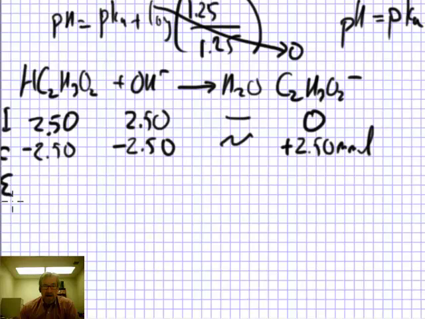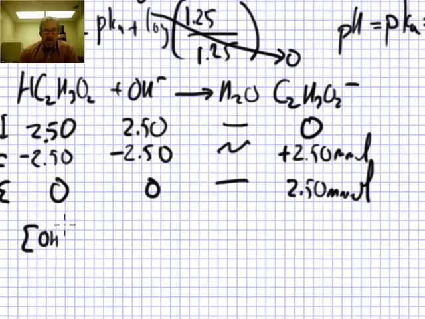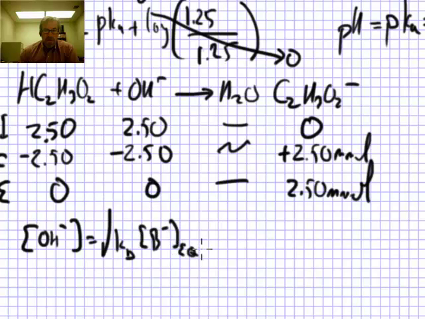So at the end of this, I don't have either of these left anymore at all. Water, I still don't care. And this is 2.50 millimoles of my conjugate base. So how do I find the pH? Well, the concentration of OH minus, remember, is going to be equal to the square root of Kb times the initial concentration, or the equilibrium concentration, of B minus. So we need to find two things. One is what's Kb, and the second one is what is this equilibrium concentration of B minus.